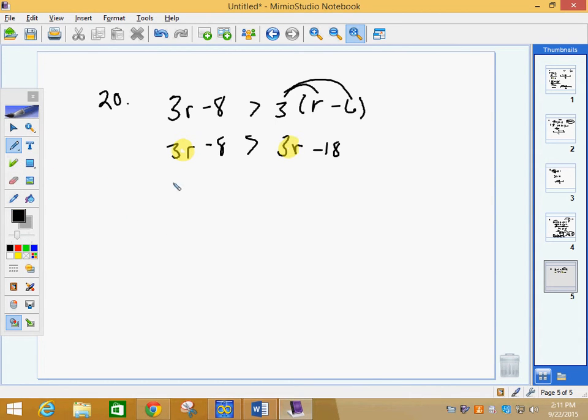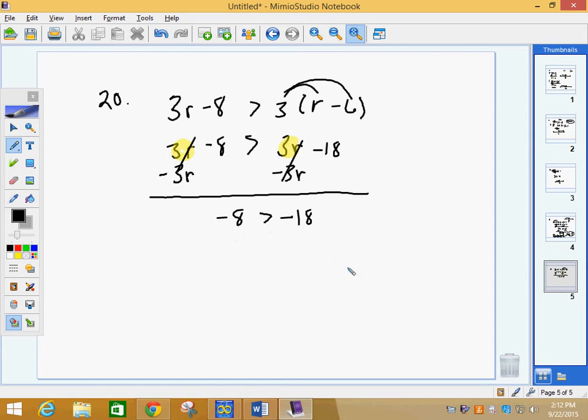We'll continue, and I'll just say let's move the variables to the right-hand side of the inequality. So I'll subtract 3r since they're being added over here because it's positive. Then I subtract 3r from here, and both sides, the variables cancel, and I bring what's left down, and I look at what I have left, and I have to determine whether or not this is a true statement. Is negative 8 greater than negative 18?